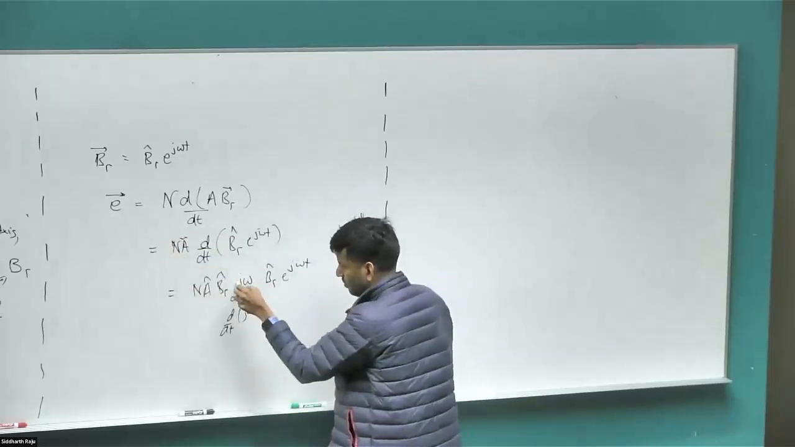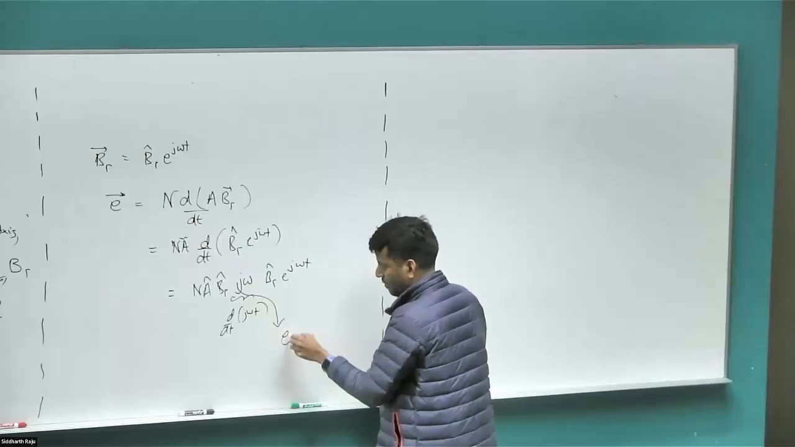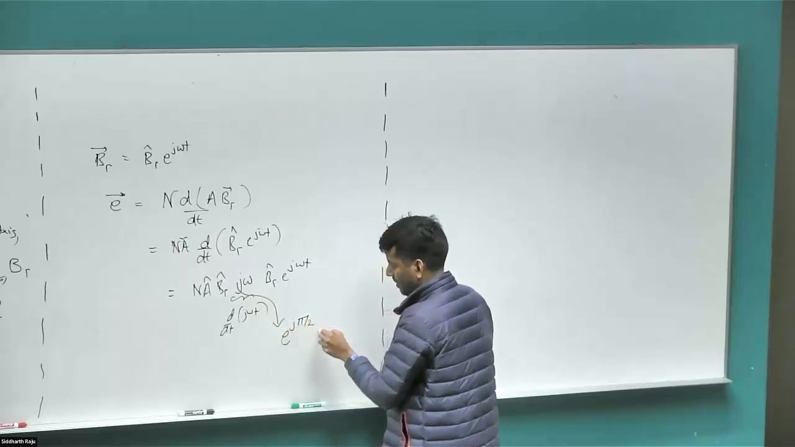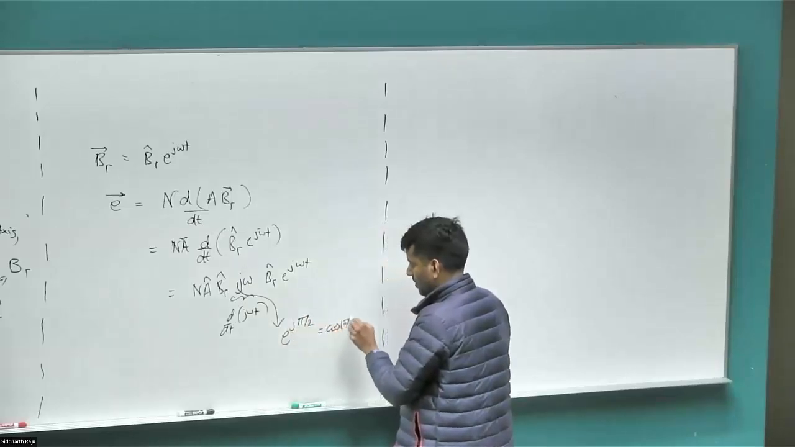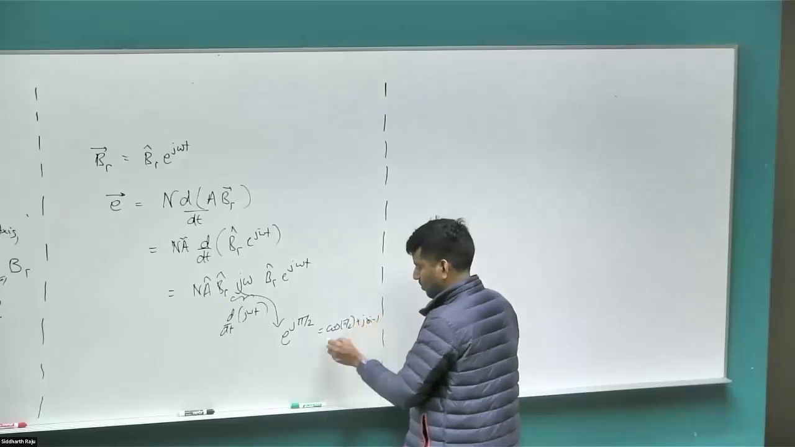But the part that's of interest to us is this j term. That is basically the same as saying it's e power j pi by 2. That's just cos of pi by 2 plus j sine of pi by 2. This term is 0.